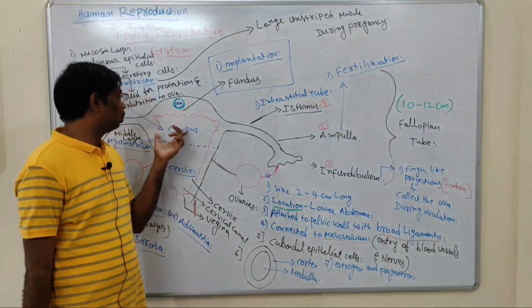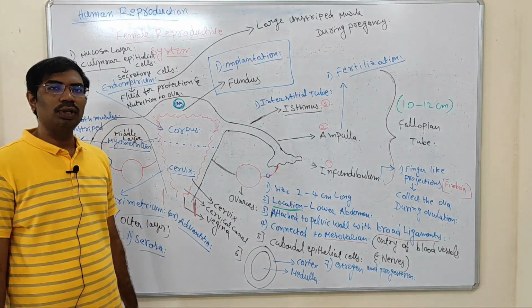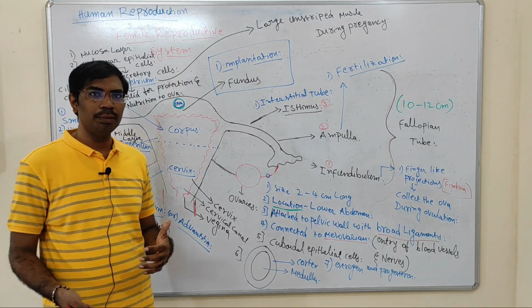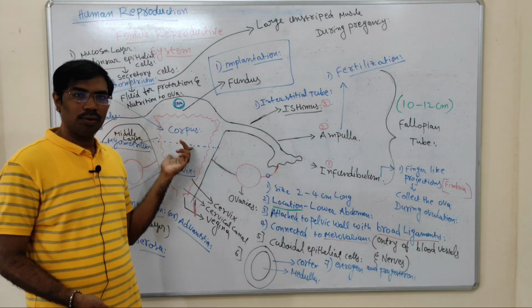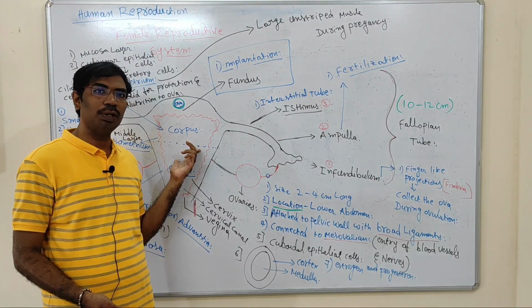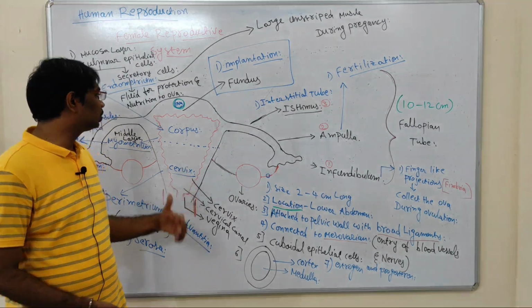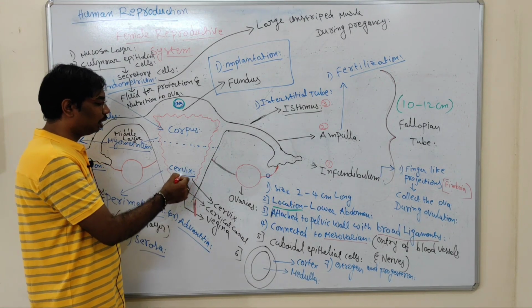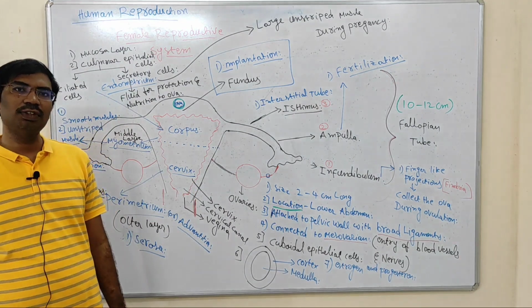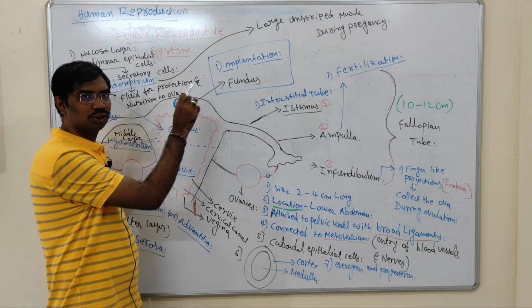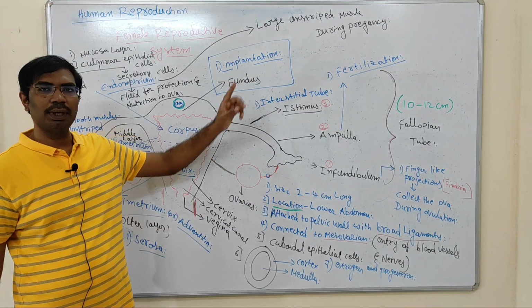Then the uterus. The uterus is an inverted pear shape, otherwise an inverted triangular shape. It is connected to the pelvic walls with the help of ligaments. It is divided into two parts: the corpus, the widest part, and the narrowest part called the cervix. In the corpus, the widest region is called the fundus, and the fundus is for implantation.